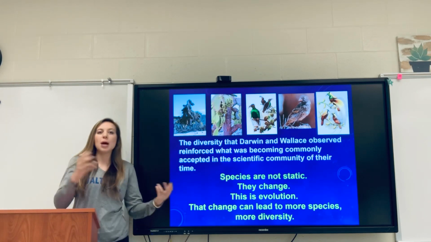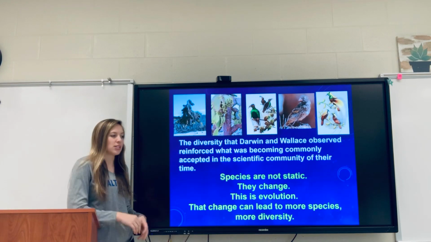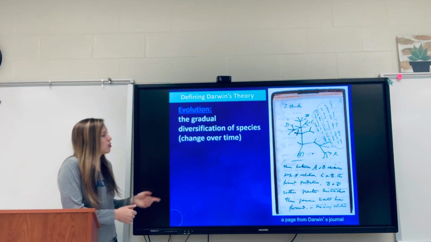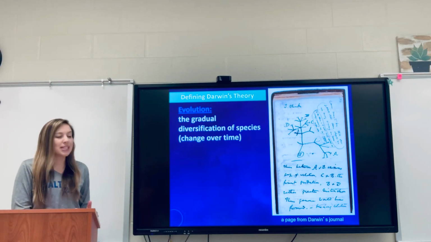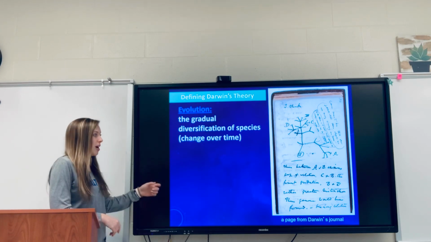So we could end up with way more species later on than we have now, way more diversity as this continues to happen. So evolution is the gradual diversification of species, change over time. Things are changing and evolving over time.